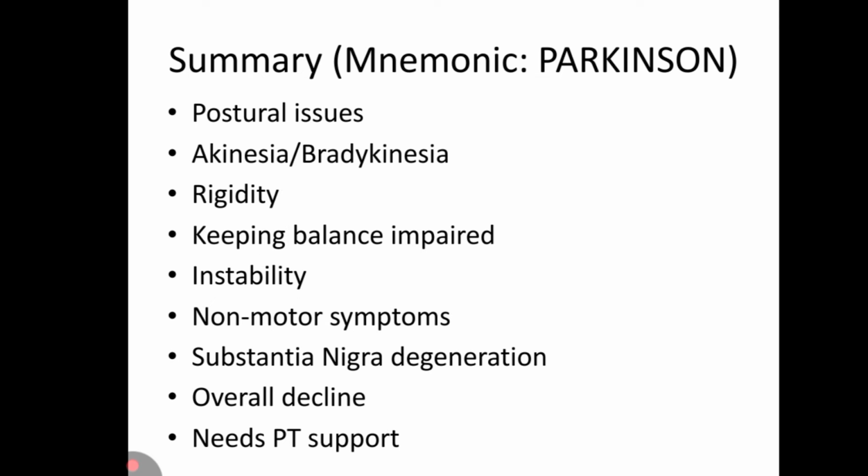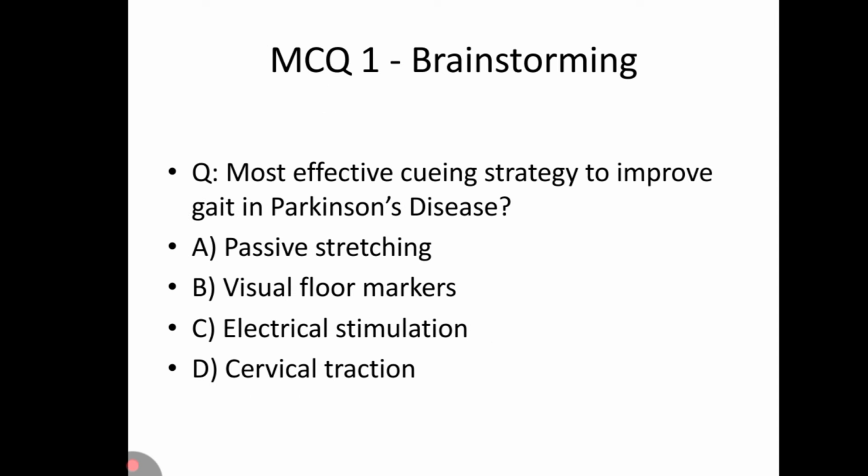Now, what's the summary of Parkinson's disease? The mnemonic to remember the summary is PARKINSON. P, postural issues, A, akinesia, bradykinesia, rigidity, R, K, keeping balance impaired, I, instability, N, non-motor symptoms, S, substantia nigra degeneration, O, overall decline, N, needs PT support.